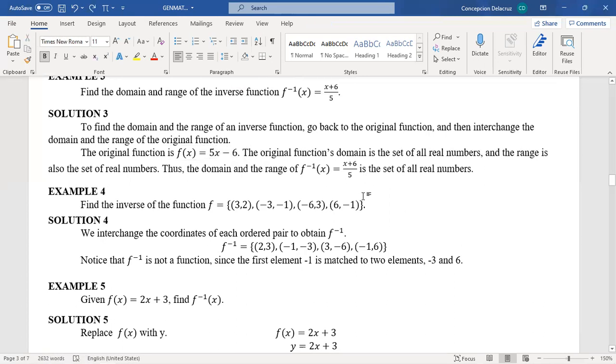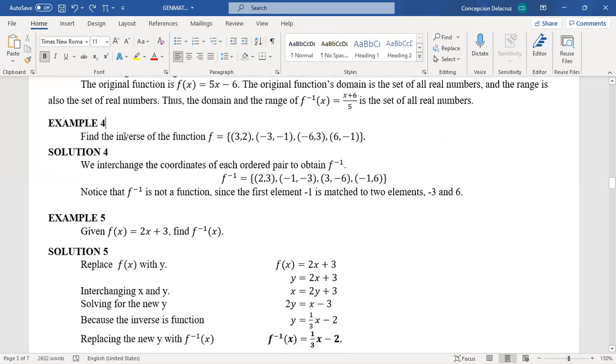Okay, example 4: find the inverse of the function f, which has the set of (3, 2), (-3, -1), (-6, 3), and (6, -1). So we just interchange again: 3 and 2 become 2 and 3. Negative 3 and negative 1 become negative 1 and negative 3, and so on.